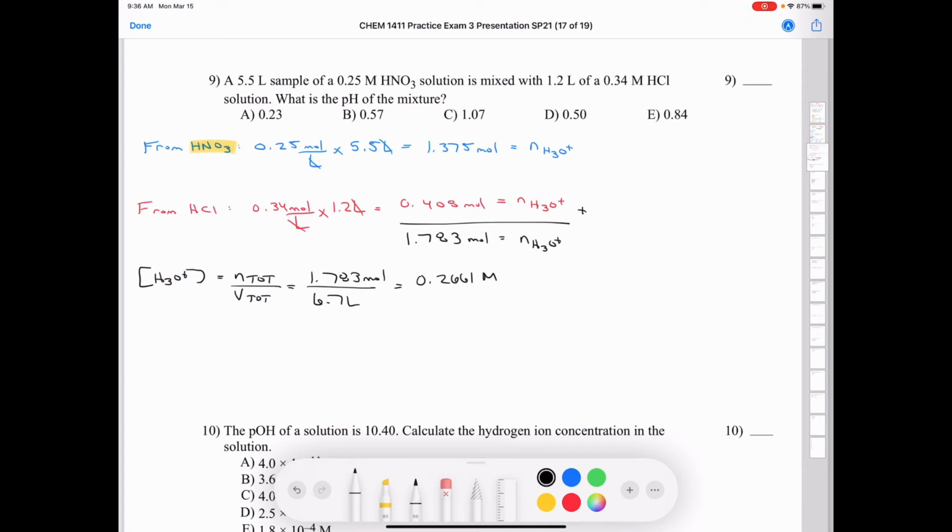So when I want to calculate the pH, it is equal to the negative log of the concentration of the hydronium, which is equal to the negative log of 0.2661. Again, since I only have 2 sig figs to work with from the numbers that were given to me, I'm going to report my pH to 2 decimal places, and when I work that out, I get that my pH is equal to 0.57, like that, so it is B.